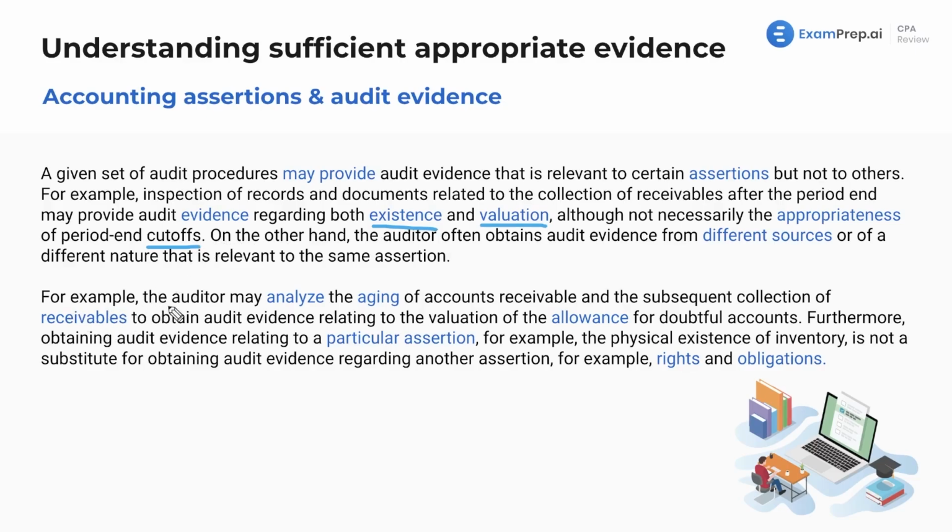Another example here: the auditor may analyze the aging of accounts receivable. That's a process by which we see if a balance owed to the client is outstanding for 90 days, you may not be getting that balance, because usually if the client collects everything within 30 days, the longer this balance is outstanding, the less likely they are to collect it. And as such, you should probably write that off. And subsequent collection of receivables to obtain audit evidence relating to the valuation of the allowance for doubtful accounts.